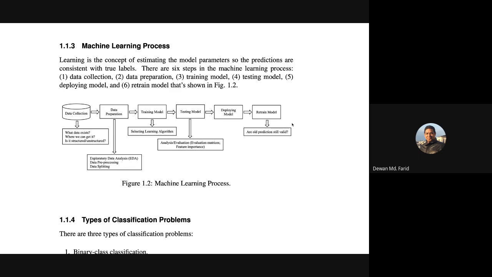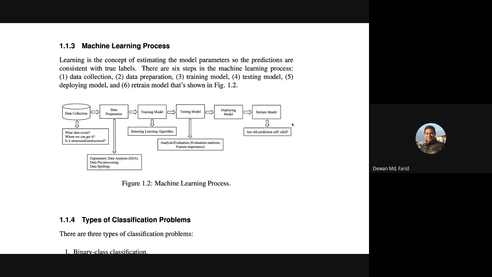We'll see that. So this is our first question, what actually exists in the data, and then where we can get the data. We'll get data from a third party, or collect the data from a repository, or generate the data. Is it clear? Yes, sir. Data collection is very important. Either we collect the data from a source, or we generate the data on our own.